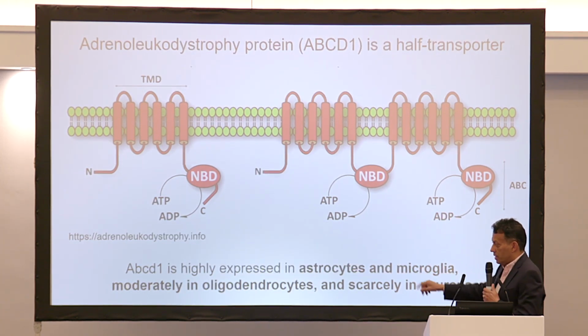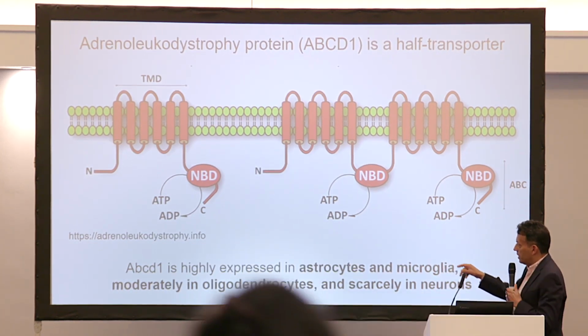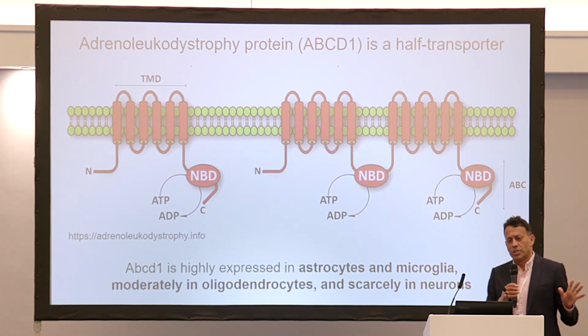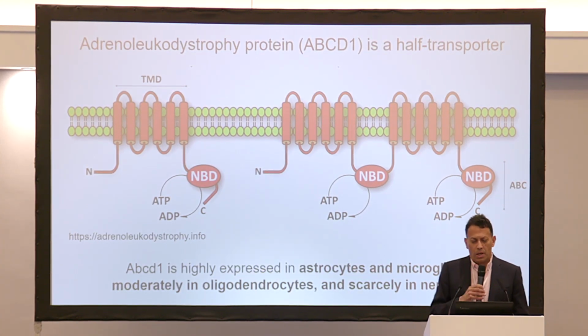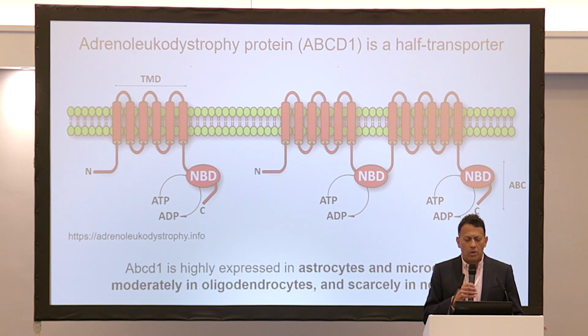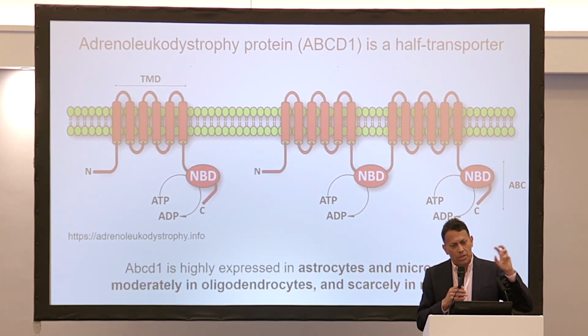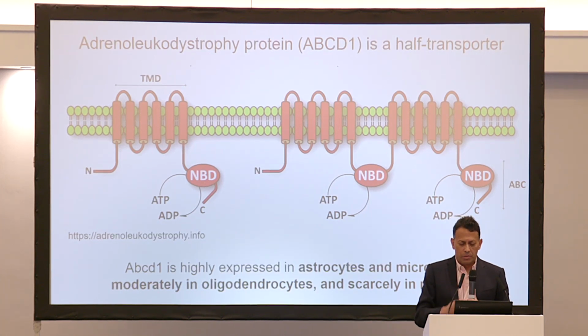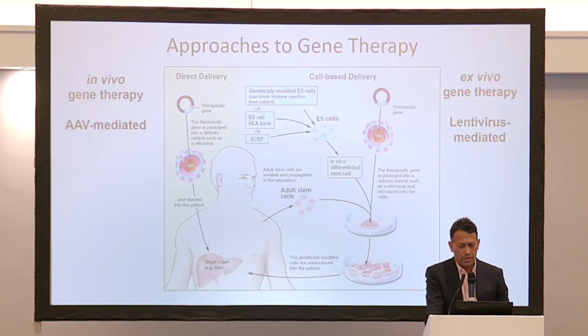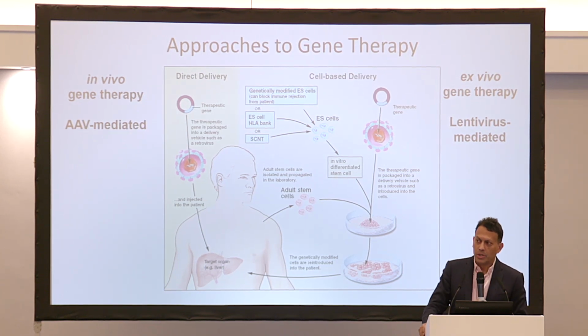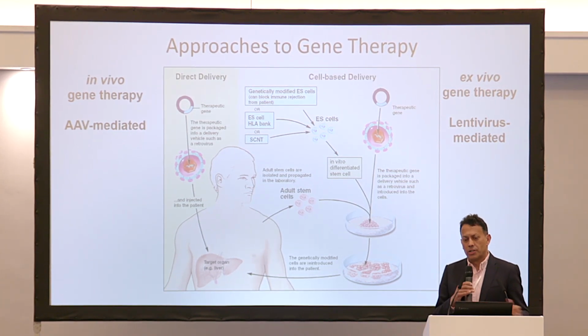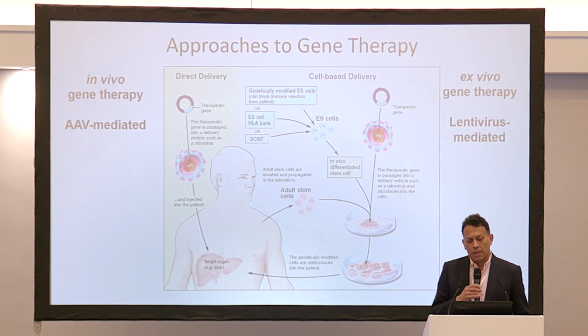Importantly, ABCD1 is expressed in the brain in certain cell types: astrocytes, microglia, oligodendrocytes, and only a few neurons. Just keep that in mind as we think about targeting different parts of the nervous system and brain. You heard from James already a very nice summary this morning of different trials that are ongoing in leukodystrophies and in the gene therapy space.